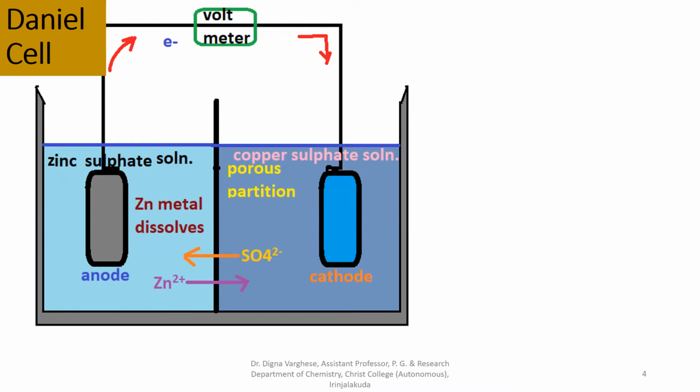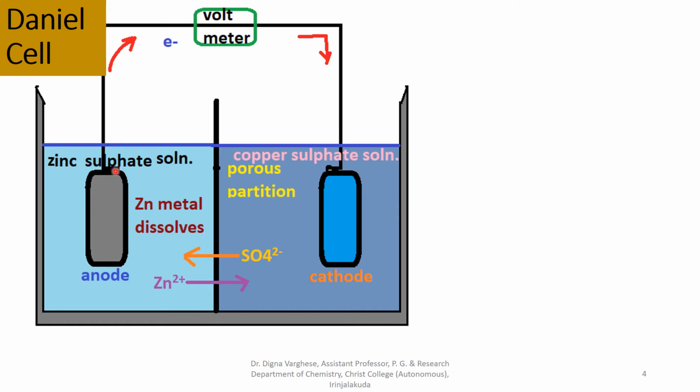You can see here a schematic representation of the Daniell cell, in which there are two electrodes. One is zinc and the other one is copper. Zinc is dipped in zinc sulfate solution and copper is dipped in copper sulfate solution. These two solutions are separated by a porous partition. In a galvanic cell a salt bridge is used, but in the Daniell cell a porous partition is used to separate these two solutions. That means zinc sulfate and copper sulfate solutions are separated.